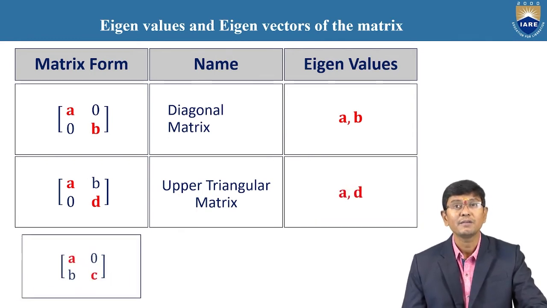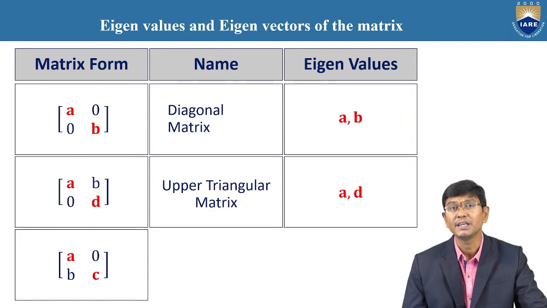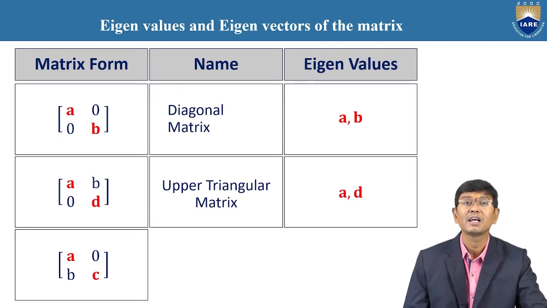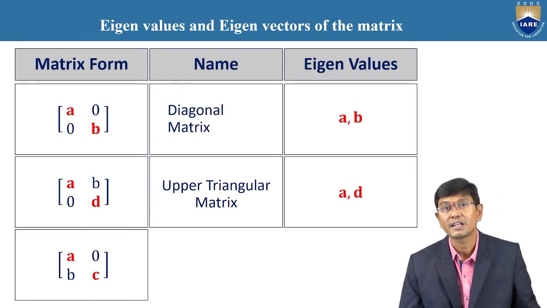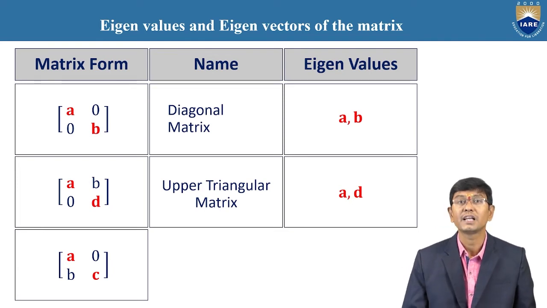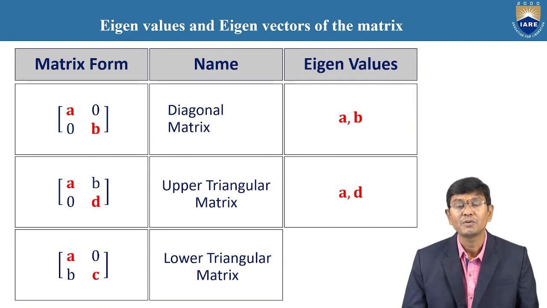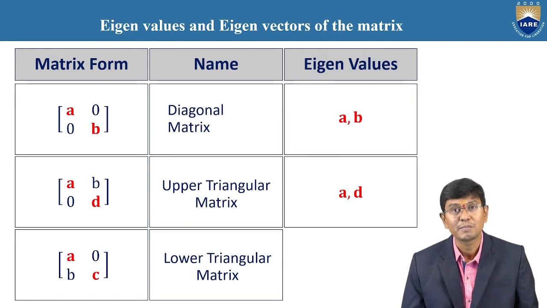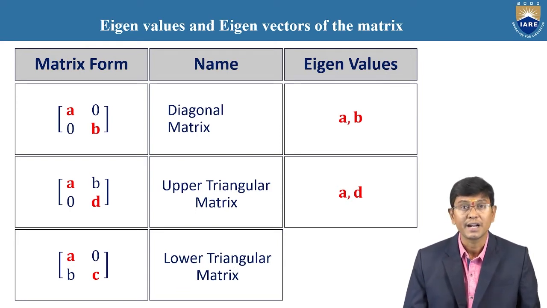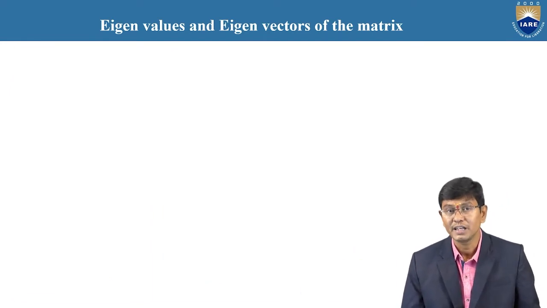And similarly, the given matrix is a 0, b c. Here also, the given matrix is a lower triangular matrix. Therefore, the elements above the diagonal are 0, and here also the eigenvalues are the diagonal elements. Therefore, the eigenvalues are a comma c only. These are the clear conclusions for the upper triangular matrix and diagonal matrix, under the 2 by 2 and also the 3 by 3 matrix.